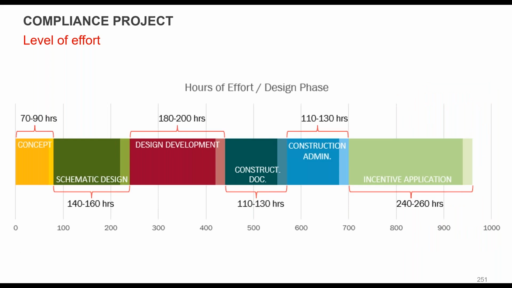So to do this sort of project, a big project again, 480,000 square feet, so a lot more hours associated with collecting information. And so you see a couple weeks for concept, up to 4 weeks for schematic, up to 5 for design development, 3 for construction documents, another 3 during construction, and doing the incentive applications. And this can be 6 weeks of work to do that. We'll explain why.